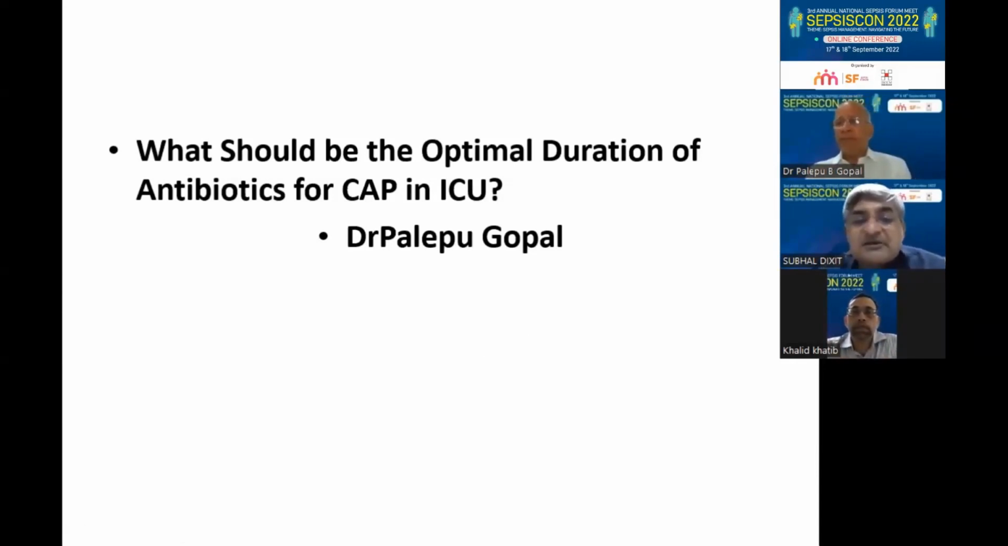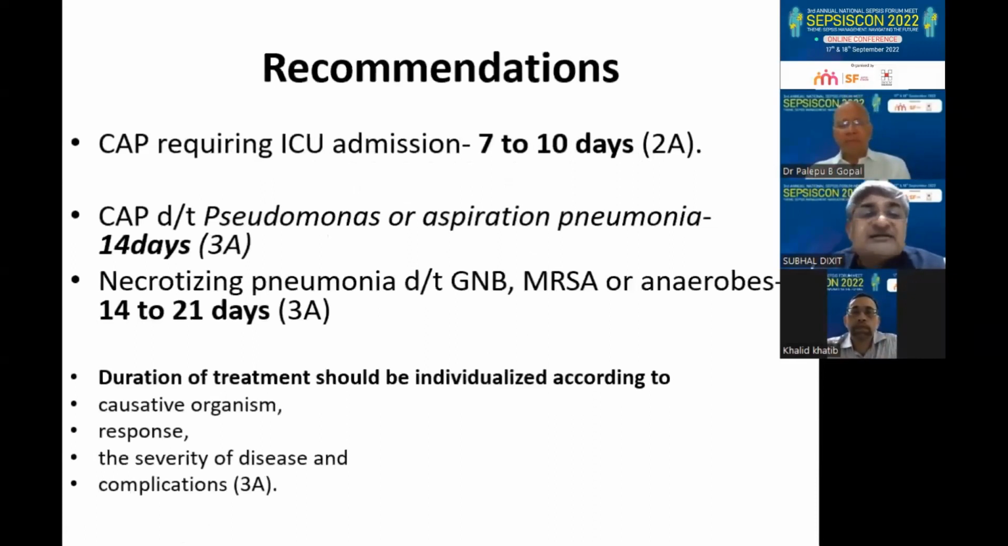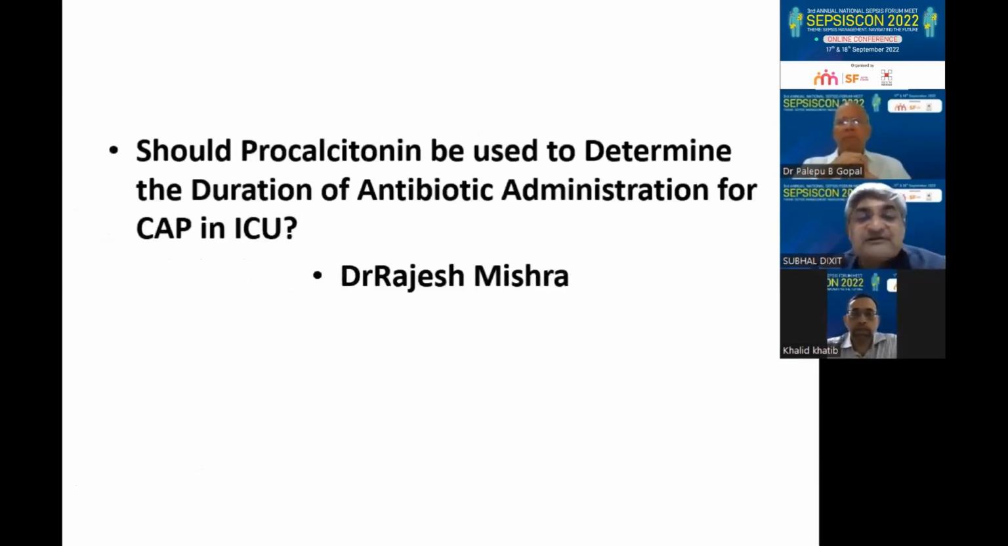Yes, thank you, Dr. Gopal. As you rightly said, ICU patients require a duration of about 7 to 10 days. Those patients with pseudomonas or aspiration pneumonia, you should give it for 14 days. Or those patients with MRSA or necrotizing pneumonia, you can consider giving it for about 14 to 21 days. Of course, treatment should be individualized depending upon the organisms, the response, and also the severity of the disease and the complications.